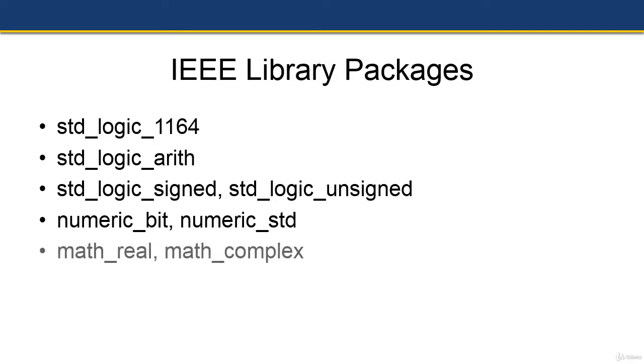Here are the packages for the IEEE library. std_logic_1164. The IEEE 1164 standard multi-value logic system for VHDL model interoperability was created back in 1993. It allowed for VHDL models of synthesizable hardware to be defined consistently between vendors. However, it didn't define standards for the representation of signed and unsigned numbers.